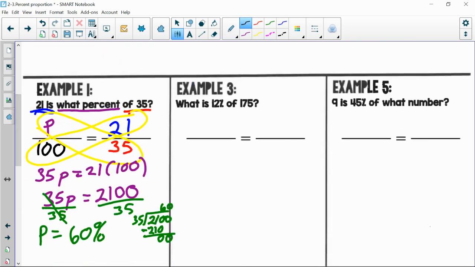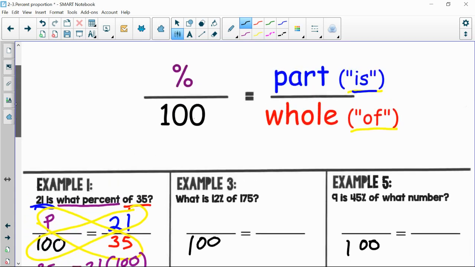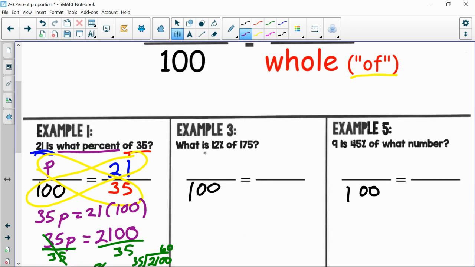All right, we know 100. Where's 100 always going to go? It always goes right there. All right. This time, though, they did give us our percent. Try to keep my color coding. They gave me my 12%. So that goes above the 100.